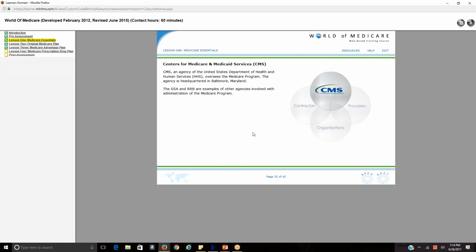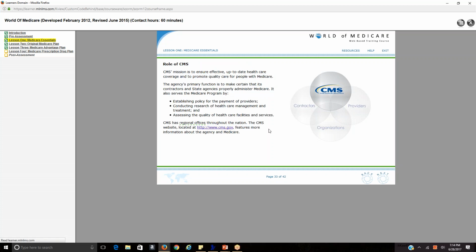CMS is an agency of the United States Department of Health and Human Services. It oversees the Medicare program. They are headquartered in Baltimore, Maryland. The Social Security Administration and the Railroad Retirement Board are also examples of other agencies involved in the administration of Medicare. CMS's mission is to ensure effective, up-to-date health care coverage and promote quality of care for people with Medicare. They establish the policy for the payment to the providers. They conduct research of healthcare management and treatment and assess the quality of healthcare facilities and services.